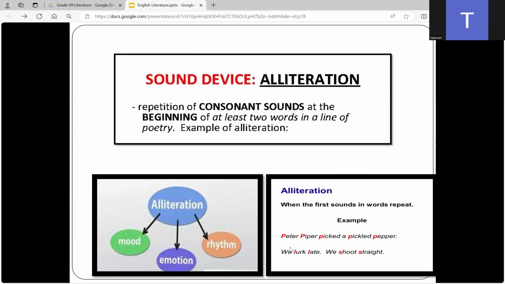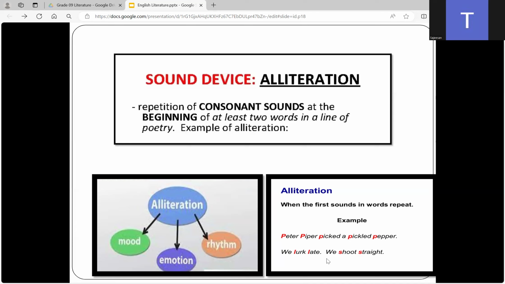Example, Peter Piper picked a peck of pickled peppers. Peter Piper picked a pickled pepper. So, pa pa pa pa pa sound. The pa sound is the use of consonant sound, right? So this is the use of alliteration that gives a good rhythm.